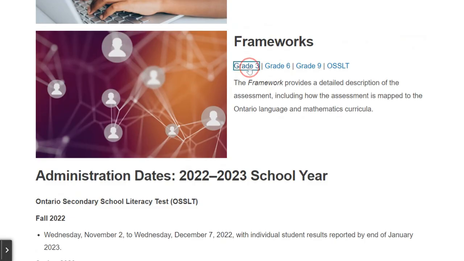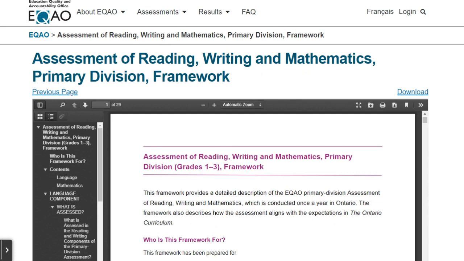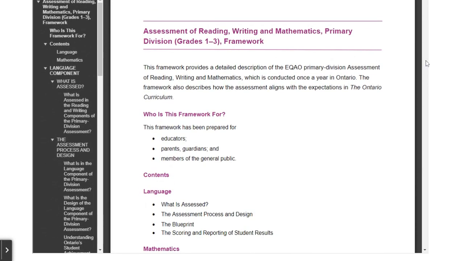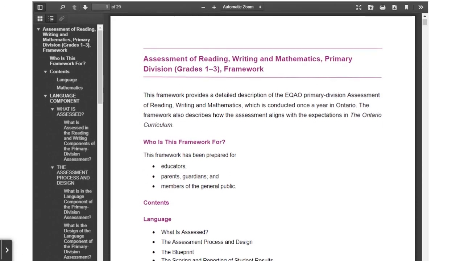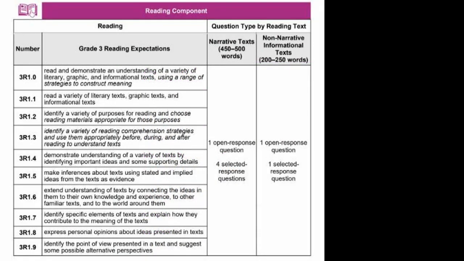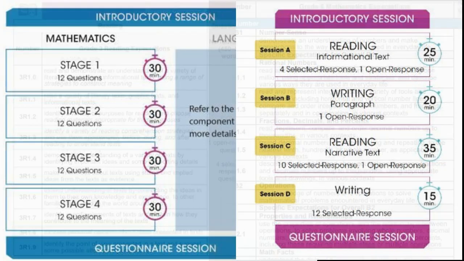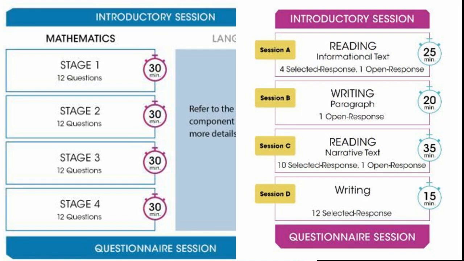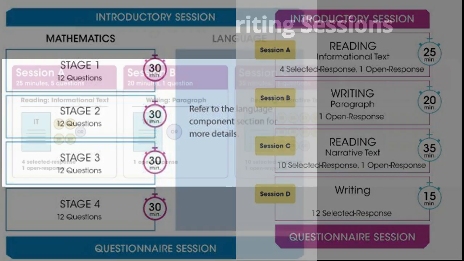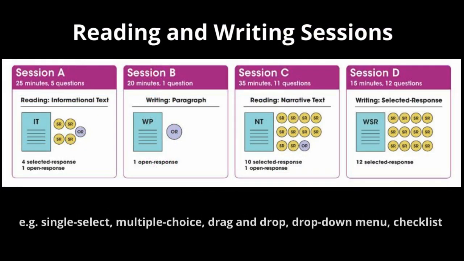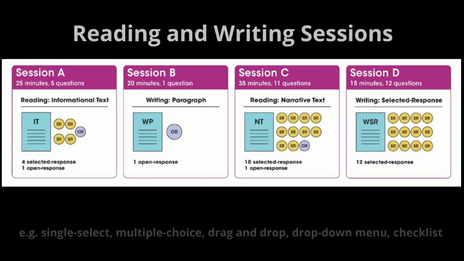A framework for each division's assessment can be found on the EQAO website and provides a detailed description of the assessment, including how the assessment is mapped to the Ontario Language and Mathematics curricula. The mathematics and reading and writing components are broken down into sessions. There are 2 reading sessions and 2 writing sessions with specific types of questions for each. The question types and reading and writing text forms are the same for both the primary and junior assessments.